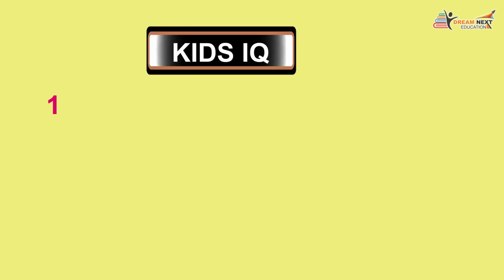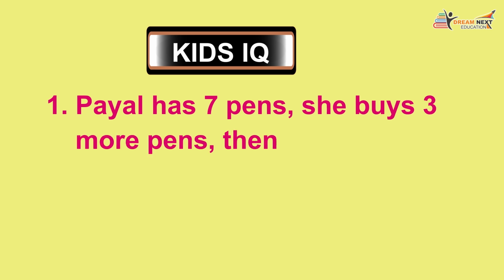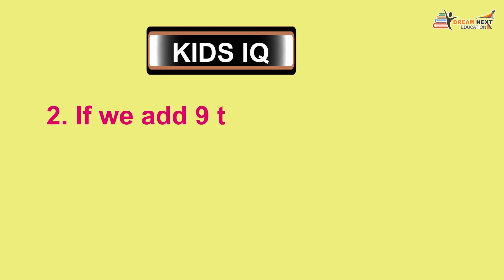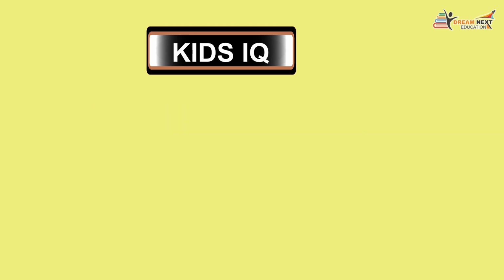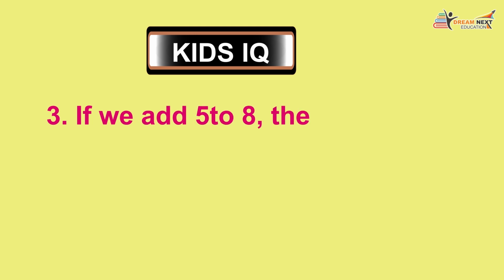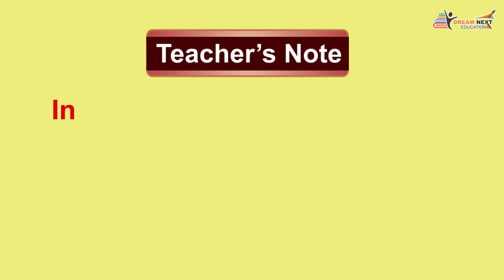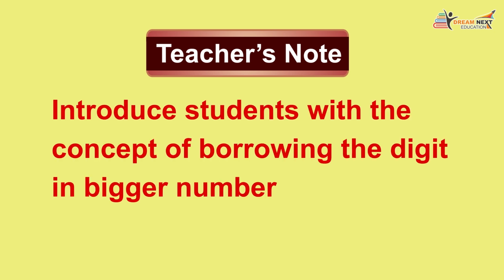Kids IQ. 1. Payal has 7 pens. She buys 3 more pens. Then how many pens does she have now? 2. If we add 9 to 7, the number becomes dash. 3. If we add 5 to 8, the number becomes dash. Teacher's note. Introduce students to the concept of borrowing the digit in bigger numbers.